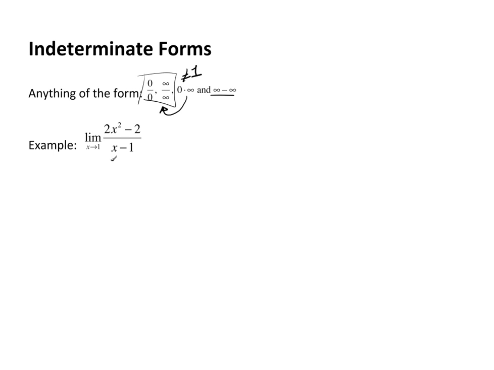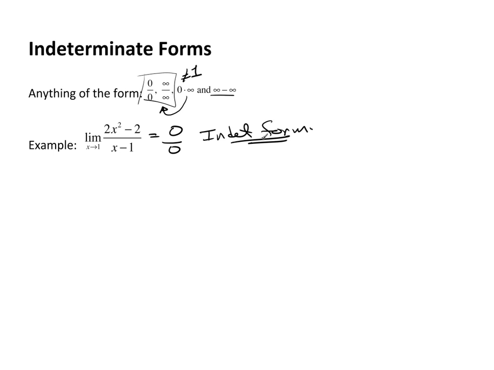So first of all, let's take a look at a real quick example to motivate the idea behind L'Hopital's rule. If I take a look at this limit as x goes to 1, I see a polynomial divided by a polynomial. First thing I'm going to do is try to evaluate this at x equals 1. When I do, I get 2 minus 2, which is 0, over 1 minus 1, which is also 0. This is an indeterminate form.